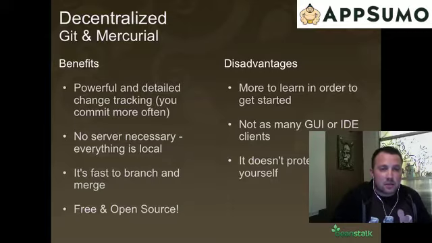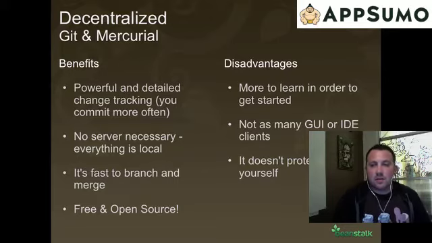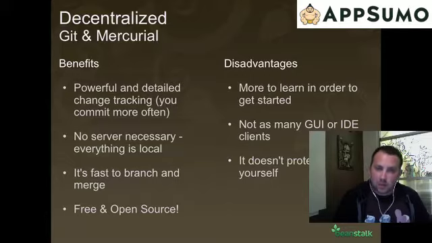So the benefit to decentralized version control is that you can commit more often because you don't have to connect to that remote server. Remember, when you commit to a remote server, that means somebody else is going to get your change right away. So if you're working on experimental stuff or things you're not ready for other people to see, you have no way to commit. So you're often waiting until your work is done before you make a commit. With Git and Mercurial, you can commit as often as you want because the other people on your team don't get that code until you push it. This means you end up with much more powerful and detailed tracking of your changes.